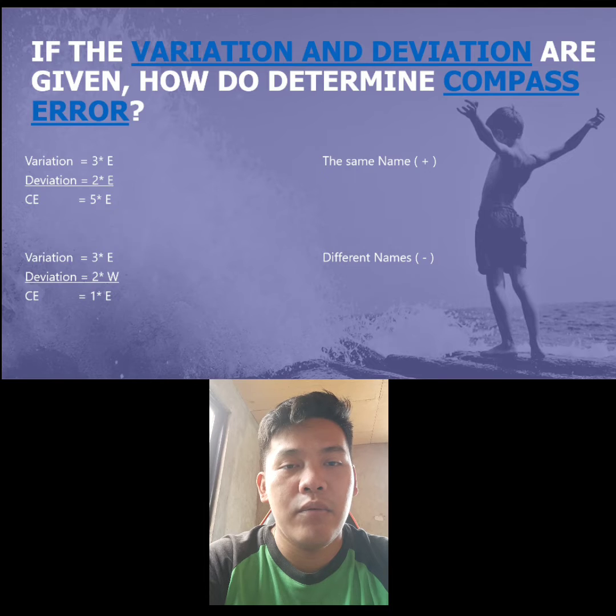And when we have different names, we need to subtract them. Example, 3 degrees east variation and 2 degrees west variation. Since they have different names, we need to subtract them, and the answer is 1 degree east. East is the sign because the bigger number is east.